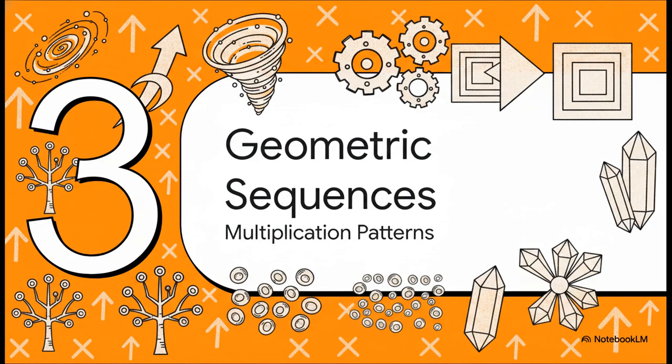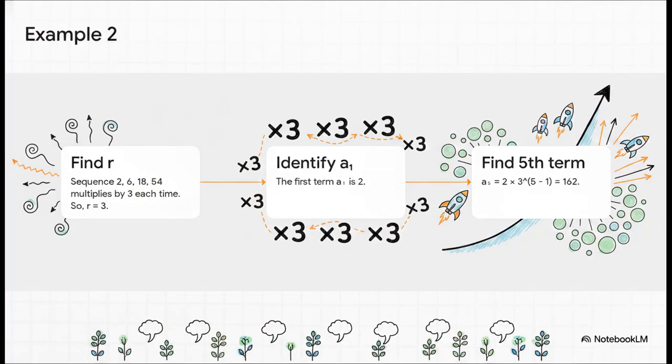Now we're going to completely pivot and leave addition behind to jump into geometric sequences, which are our multiplication patterns. Honestly, I love geometric sequences because they grow like an absolute rocket ship. Instead of a common difference, remember, we are looking for a common ratio. So let's look at this next example. The sequence is 2, 6, 18, 54.